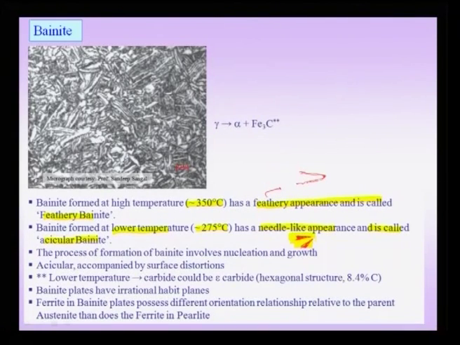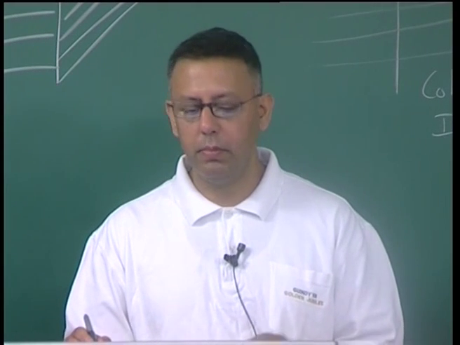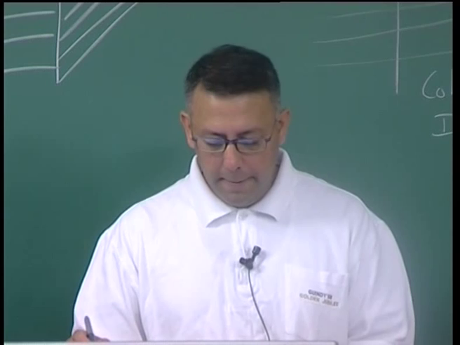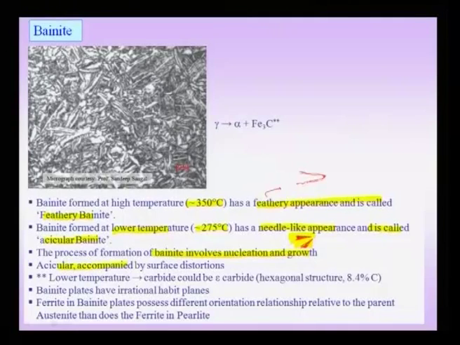The process of Bainite formation again involves nucleation and growth, because this is not a shear deformation process like the Martensitic transformation, but involves nucleation and growth. This acicular Bainite formation involves surface distortions, and we will note later that such kinds of surface distortions are also observed in Martensitic transformations.